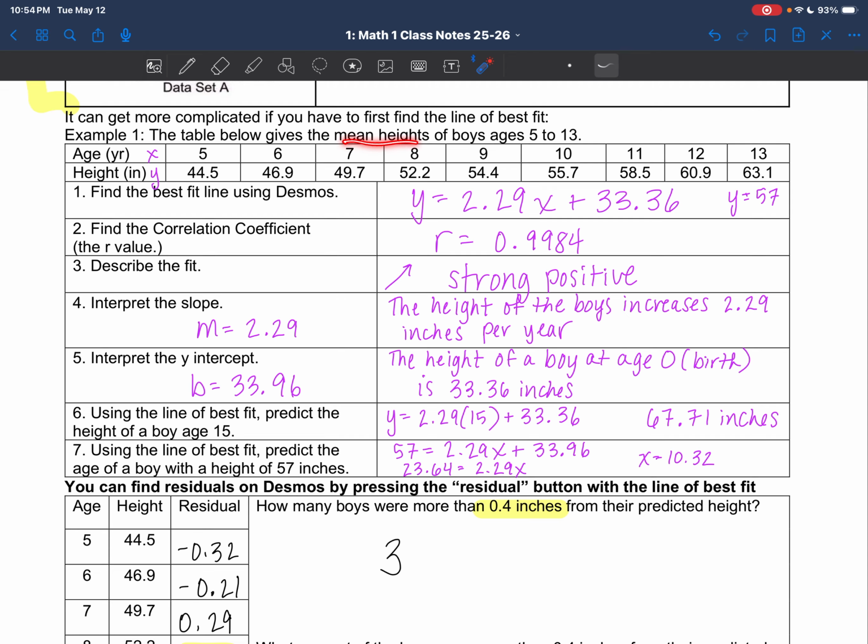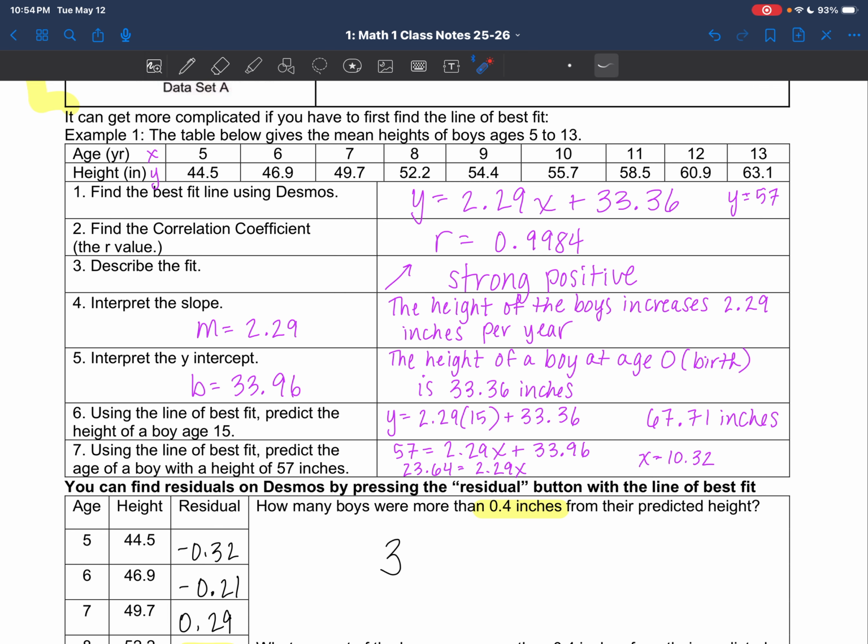So it shows the mean height of boys between ages 5 and 13. So find the line of best fit. So we plugged all of these into a table, and we got y equals 2.9x plus 33.36. And then to find the correlation coefficient, that's your R value, and that's pretty close to 1. So we're going to say it's a strong positive.